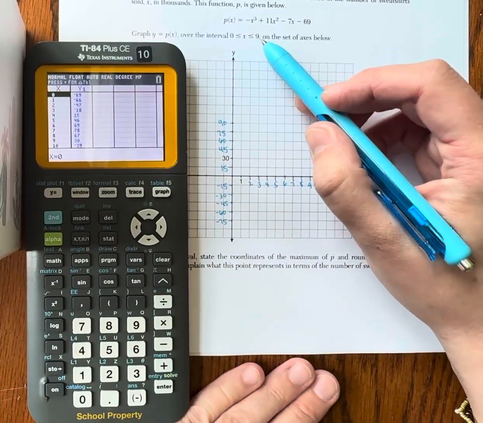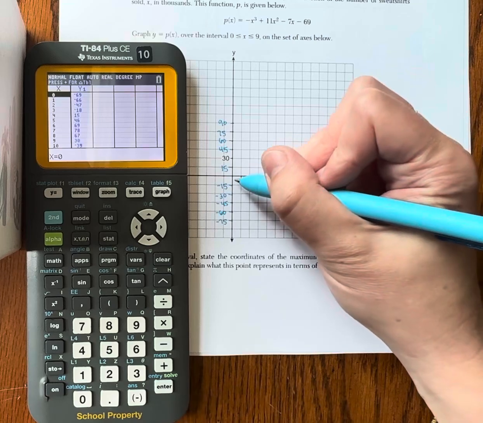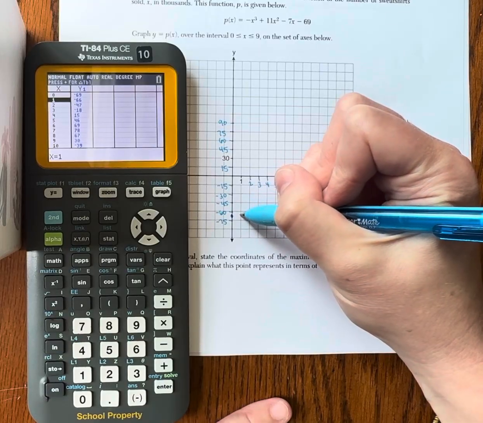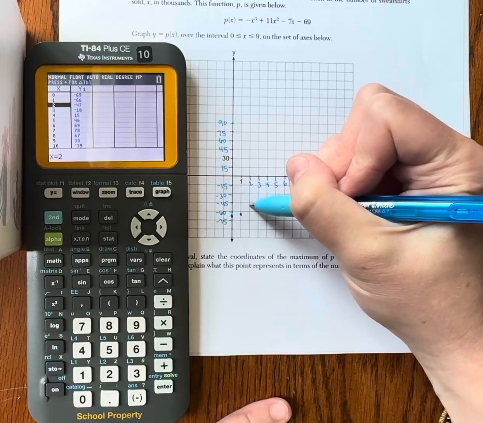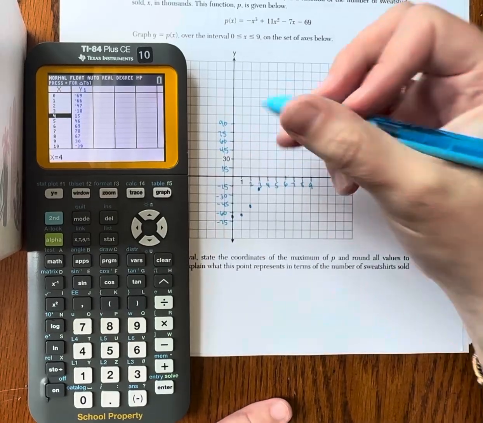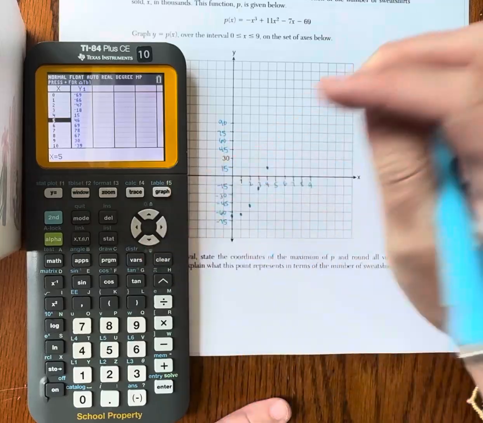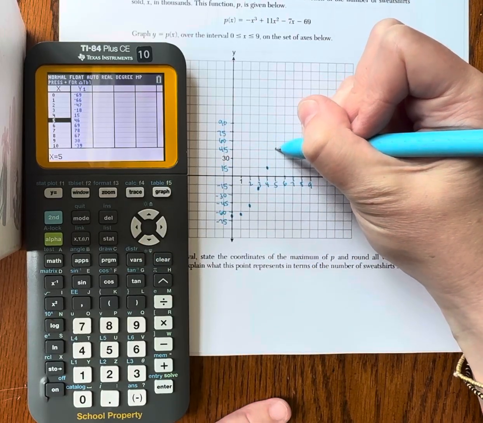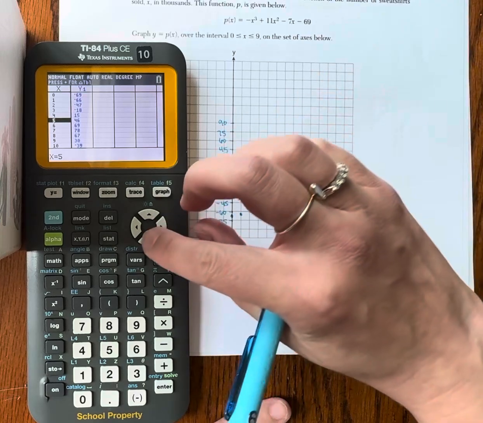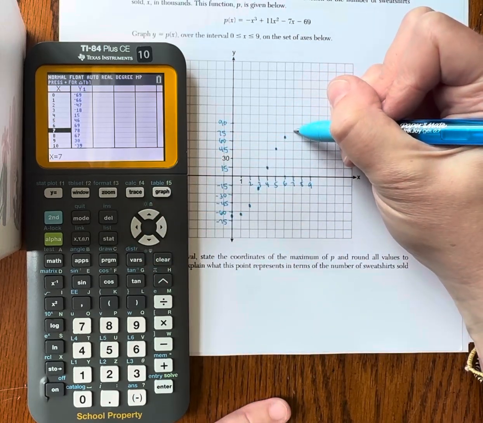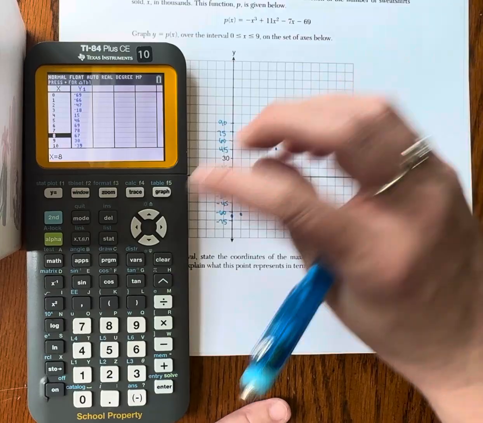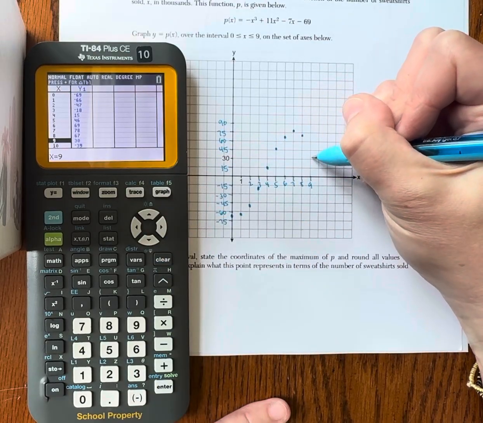So I'm going to plot between 0 and 9. So 0 is at negative 69. 0, negative 69 is somewhere in here. 1 is at negative 66. 2 is at negative 47. 3 is at negative 18. 4 is at 15. 5 is at 46. 6 is at 69. 7 is at 78. 8 is at 67. 9 is at 30.